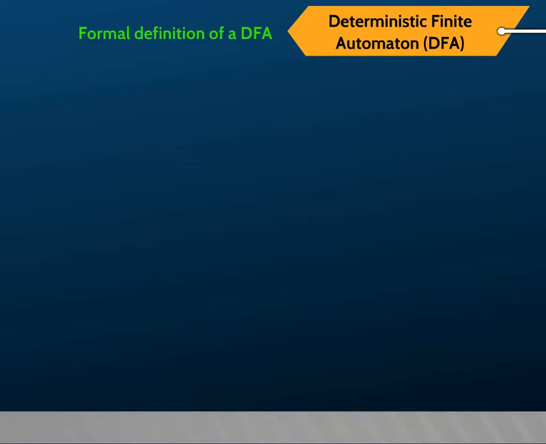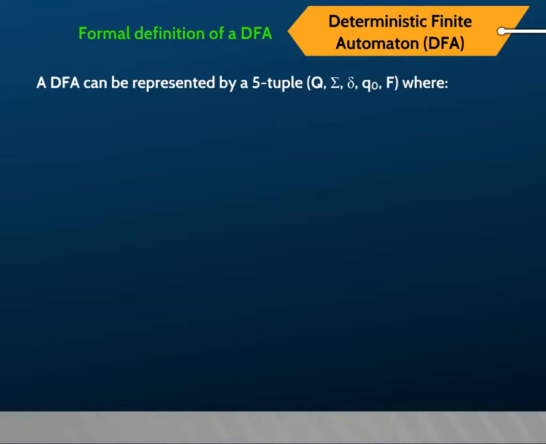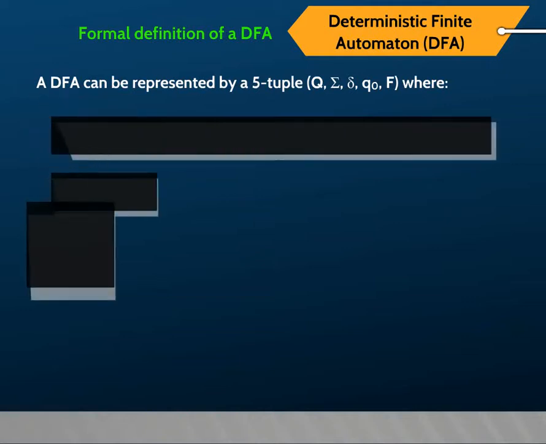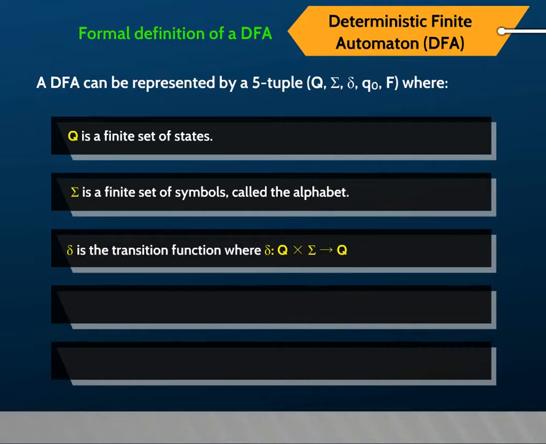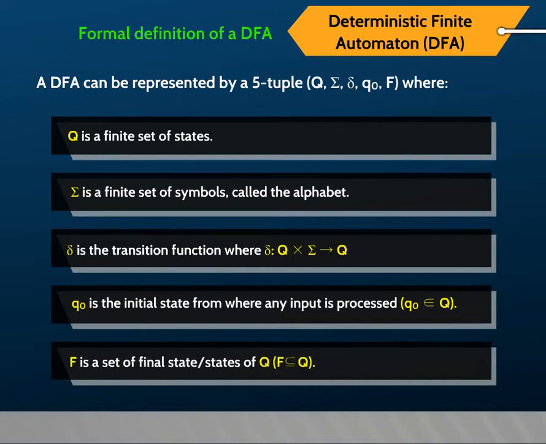Formal definition of a DFA. A DFA can be represented by a 5 tuple, that is Q, Σ, δ, Q0, F, where Q is a finite set of states. Σ is a finite set of symbols called the alphabet. δ is a transition function where δ: Q × Σ → Q. Q0 is the initial state from where any input is processed, that is, Q0 belongs to Q. F is a set of final state or states of Q, that is, F is a subset of Q.